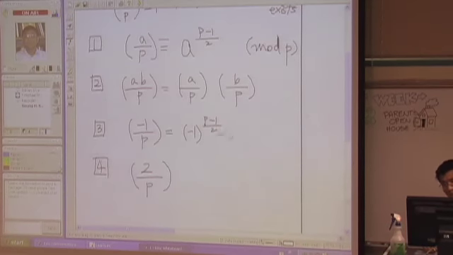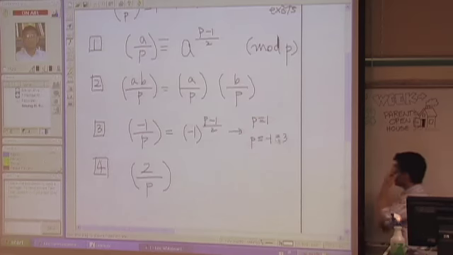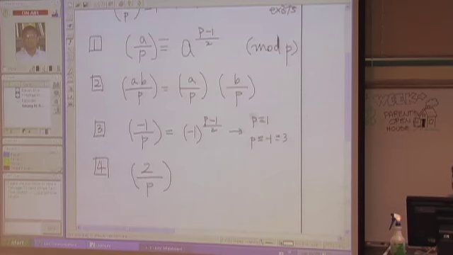Sometimes instead of the symbol, we interpret it, right? If p is 1 mod 4, then the solution exists. If p is negative 1 mod 4, or 3 mod 4, then the solution doesn't exist. So this is enough, but for practical purposes we do this. And in this case, we use this idea.